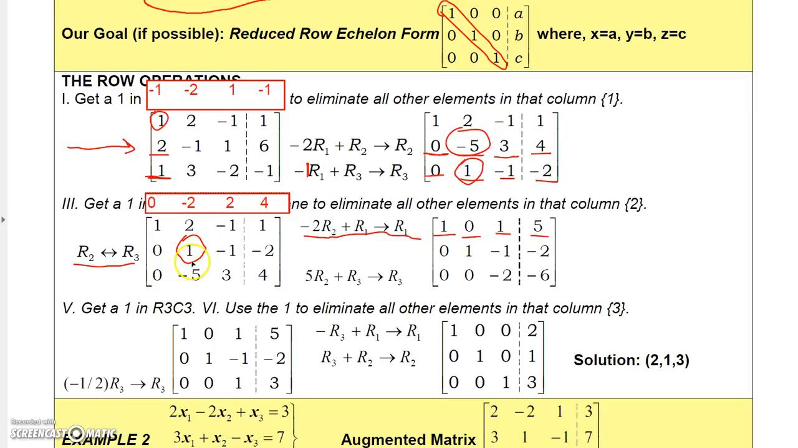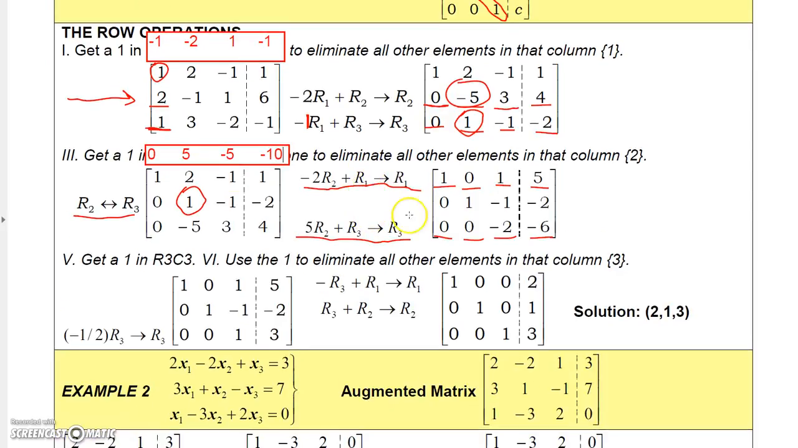Okay, so now I want to get rid of this negative 5 that's below it. So I'm going to multiply everything in row 2 by 5, and I'm going to add that to row 3. So if I multiply row 2 by 5, I get 0, 5, negative 5, negative 10. And if I add those values to row 3, I get 0 plus 0 is 0. I get 5 plus negative 5 is 0. I get negative 5 plus 3 is negative 2. I get negative 10 plus 4 is negative 6.